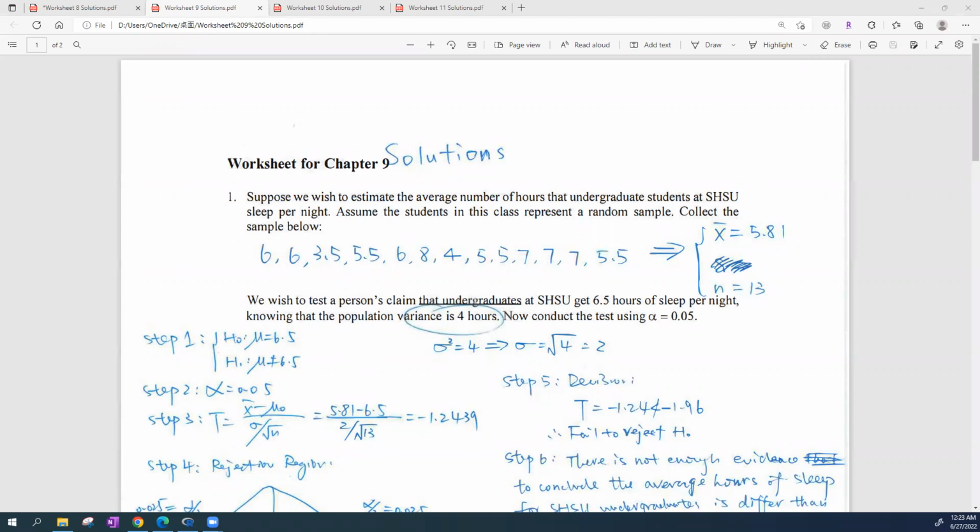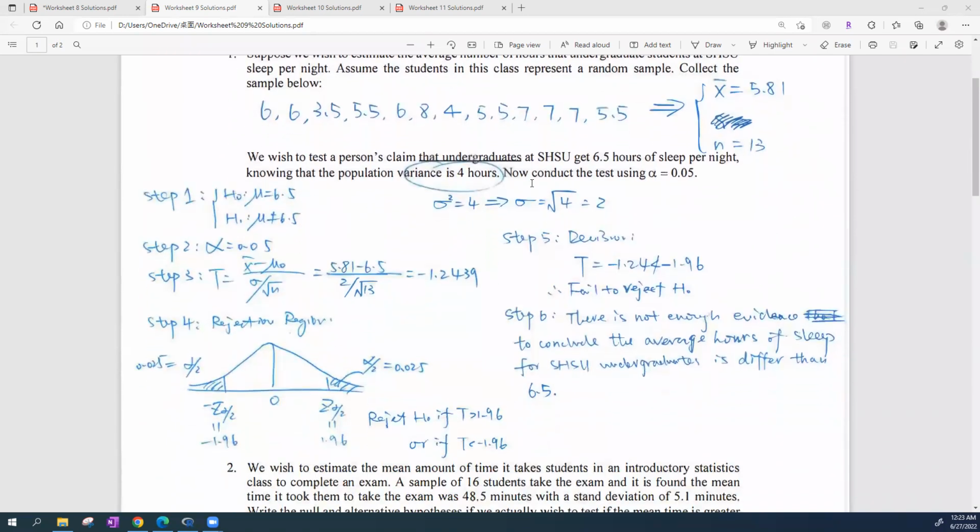So we can observe this data set and then calculate the sample mean x bar, which is 5.81, and sample size n equals 13 because we have 13 numbers in the data set. So after we know the basic information, we're going to look at the requirement here. We wish to test a person's claim that undergraduates at SHSU get 6.5 hours of sleep per night. Knowing that the population variance is 4 hours, now we want to conduct a test using alpha equals 0.05.